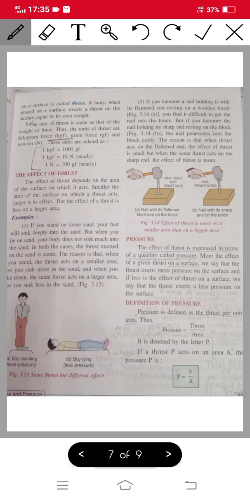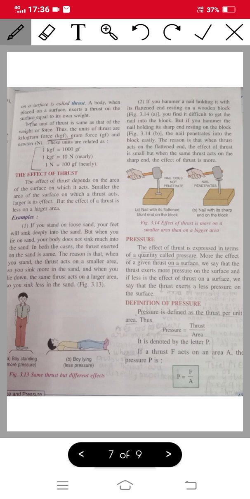A body, when placed on a surface, exerts a thrust on the surface equal to its own weight. So whatever force we are giving to the object, that is equal to the own weight of the body. If we have kept a particular object, the thrust which it will apply on the ground is equal to the weight of the body.